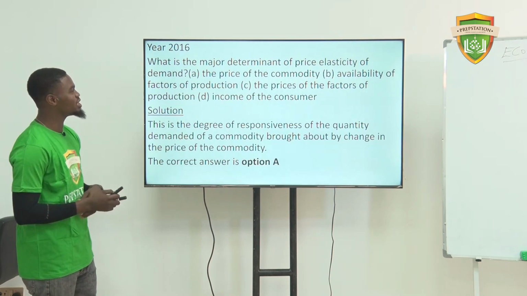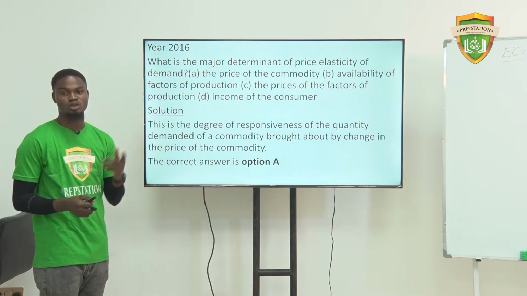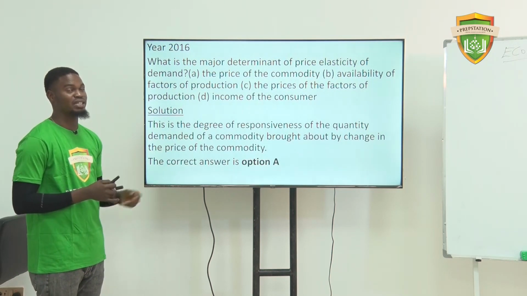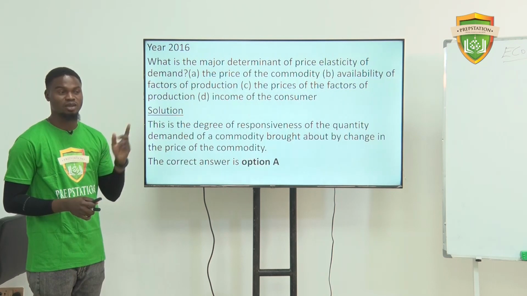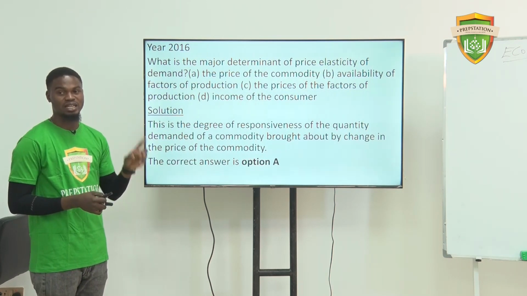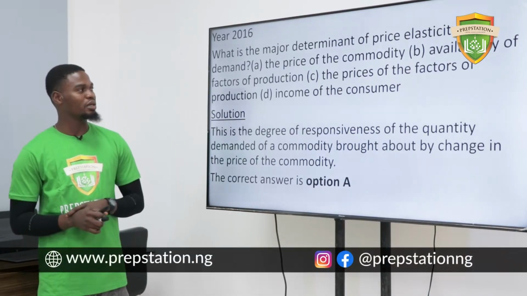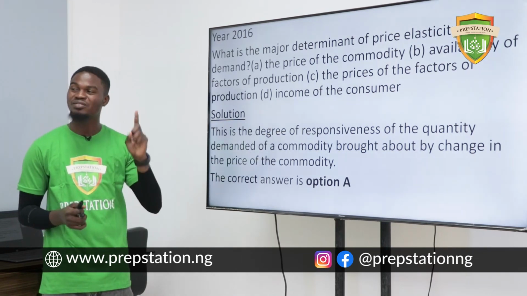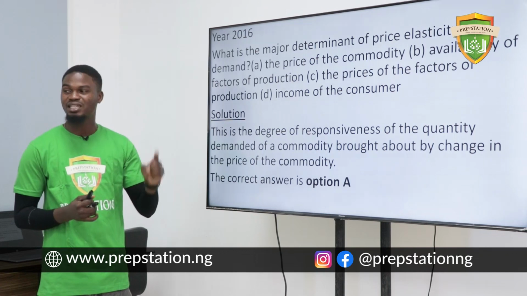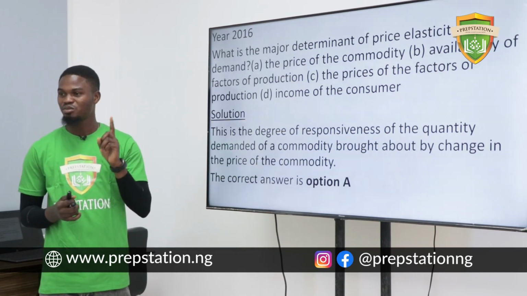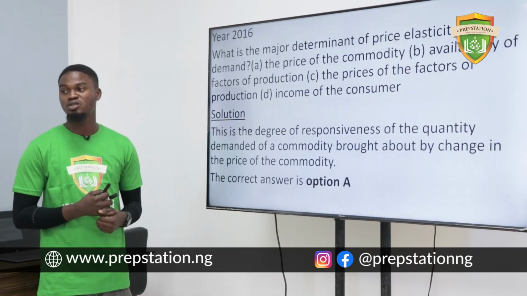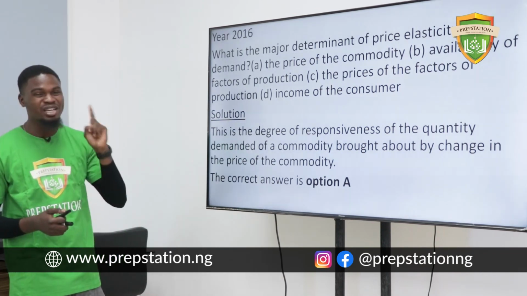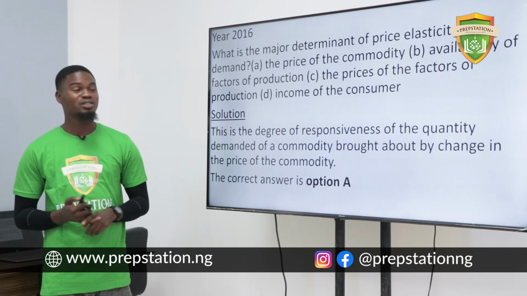What is the major determinant of price elasticity of demand? I told you when I was explaining the concept of elasticity of demand that there are 3 main factors that affect demand. We have price, price of the other commodity, and income. So looking at the options that were given, I told you the main factor that affects demand is price. Other factors are taken into consideration, but price is the main factor. They asked for the major, and price is the major factor that affects demand.